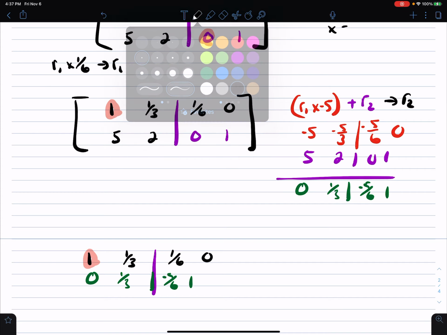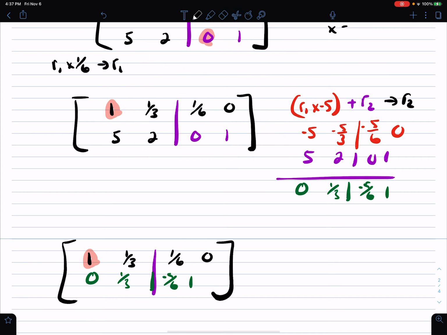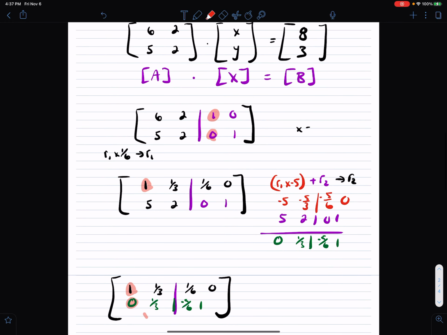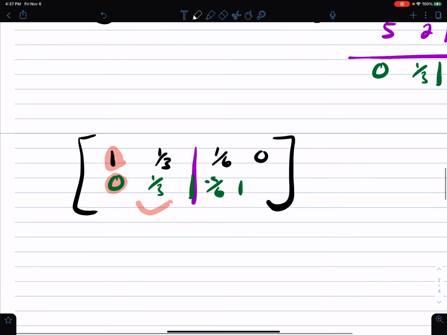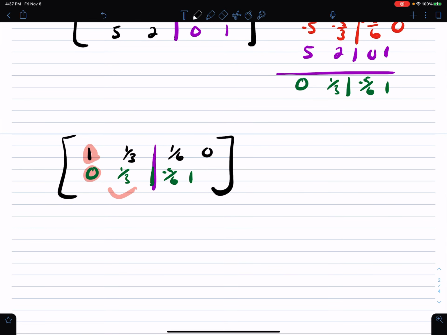Okay, so we're getting closer. We have the 1 in the upper left and the 0 in the lower left. Now we need this 1/3 to be a 1. So when I'm trying to get a 1, all I need to do is multiply a row by something. For example, if I wanted to change this equation so it didn't have a fraction in it, I could simply multiply everything by 3, and it's still true.